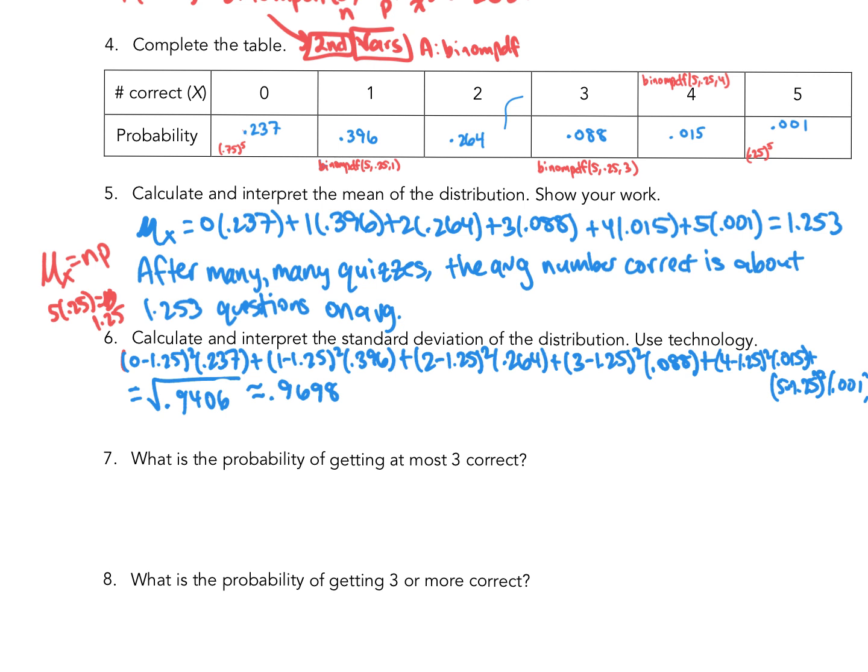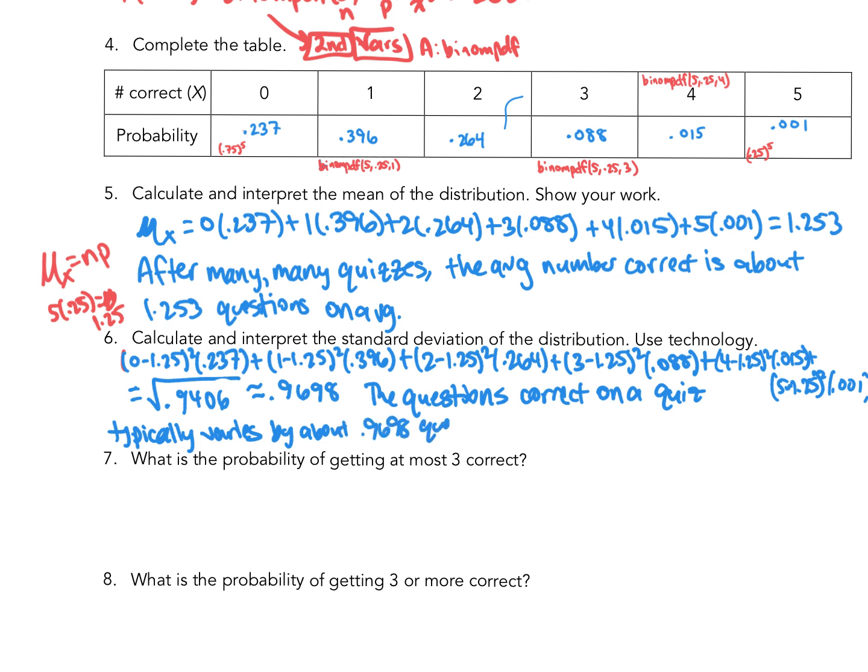When we do our interpretation, remember we can say the questions correct on a quiz typically varies by about 0.9698 questions from the mean of 1.25 questions.